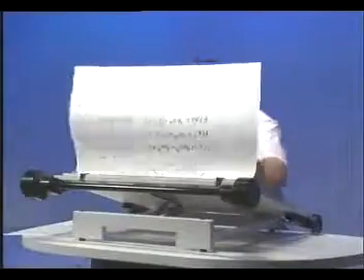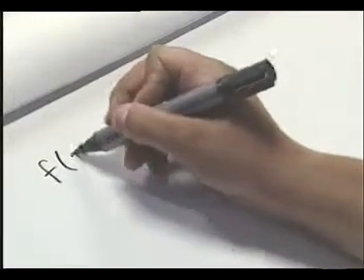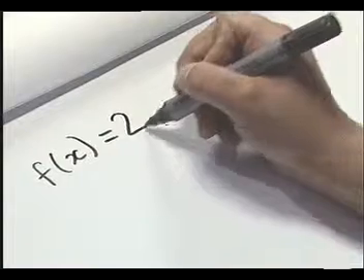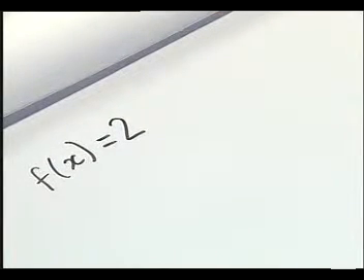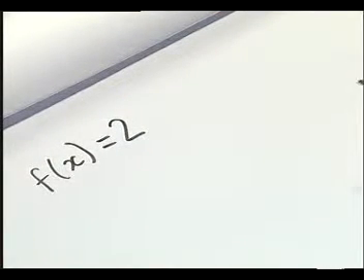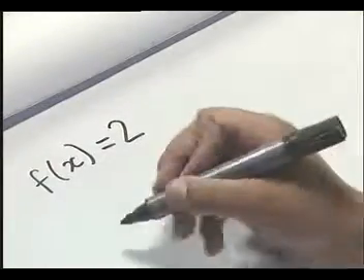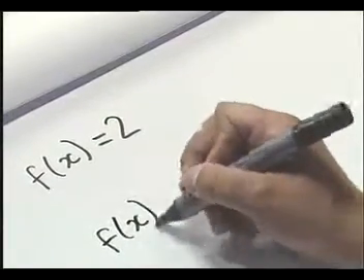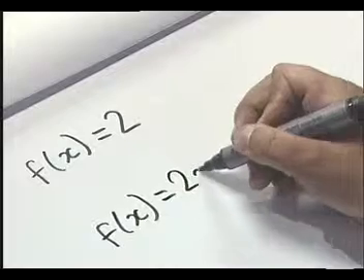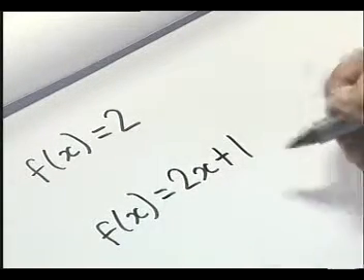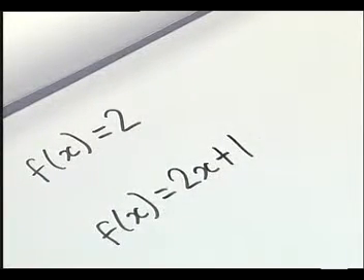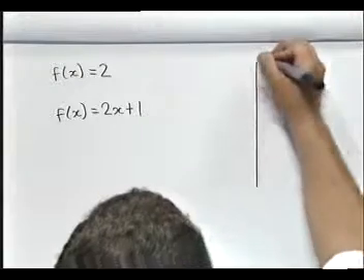OK, we've already met some basic polynomials, and you'll recognise these. For example, f(x) equals 2 is a constant function, and this is actually a type of polynomial. And likewise, f(x) equals 2x plus 1, which is a linear function, is also a type of polynomial. And we could sketch those.